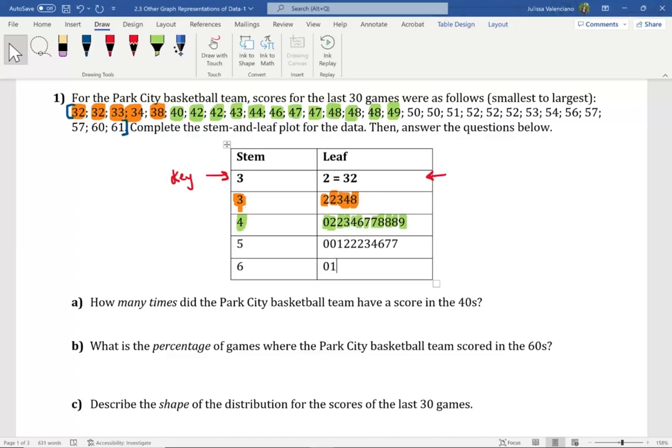Why? Because we have 60 and 61. We are done creating the stem and leaf plot. Now we're ready to answer some questions using this plot.